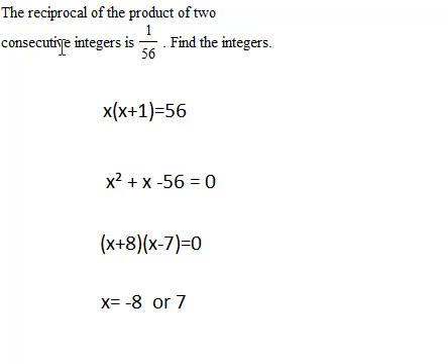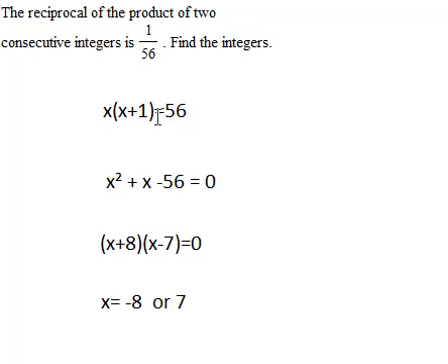So like if one of the integers was 10, the next one would have to be 11. Or if one of the integers was 15, the next one would have to be 16, because consecutive means right next to each other. Then reciprocal means once you have gotten the product, you flip that product over into its reciprocal, which would be 1 over 56.